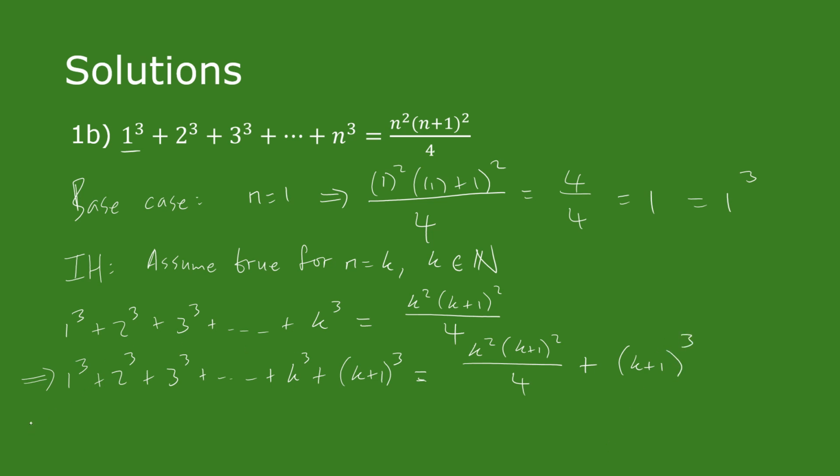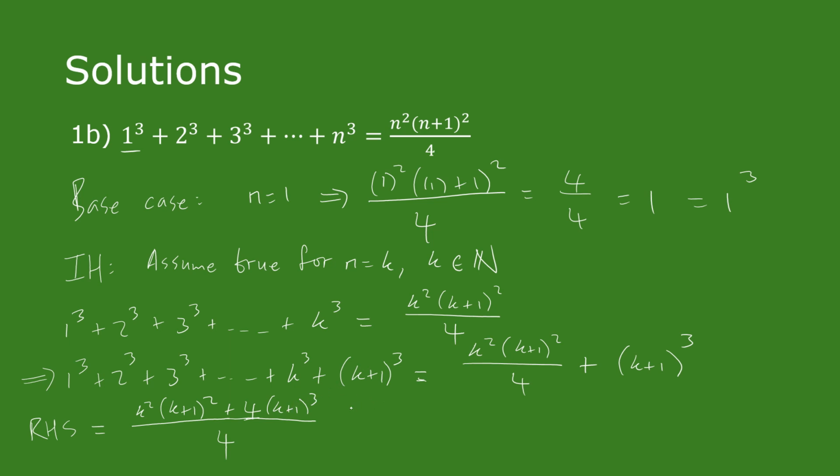So let's just focus on the right hand side here. Don't want to keep rewriting the left hand side. So with the right hand side, let's get the same denominator. So the same denominator will be 4. So the left term stays the same, it's just k squared into k plus 1 all squared. Plus 4 times k plus 1 cubed all over 4. This 4 appeared here because to put it over the denominator of 4, we have to multiply by 4.